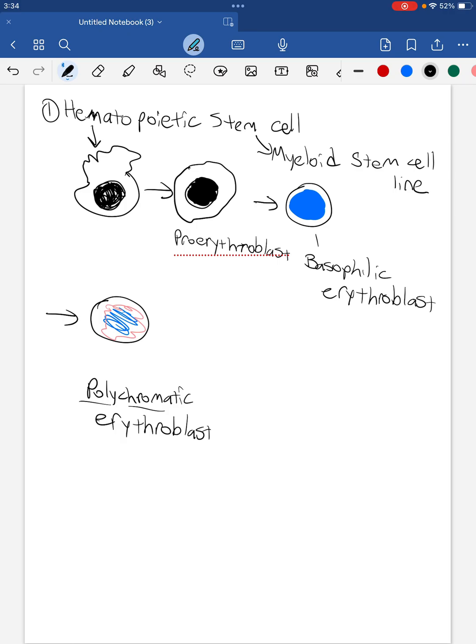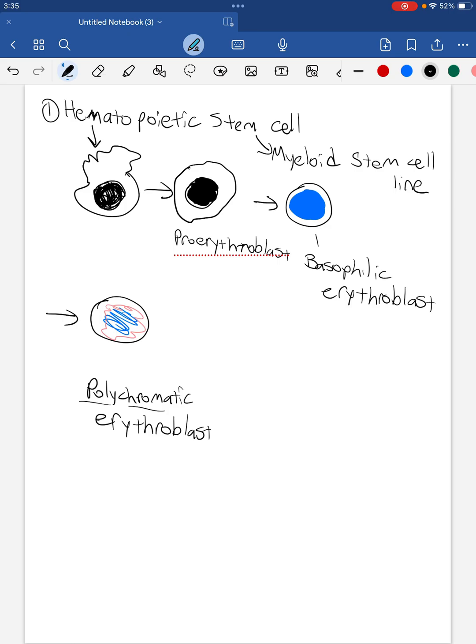So this is where we need our B12 and our folic acid for DNA to mature and condense. This is why folic acid is also very important when someone is pregnant, because it helps with DNA synthesis. Okay, B12 as well.